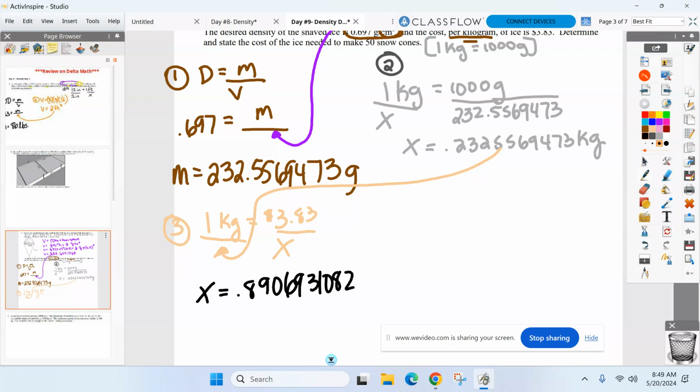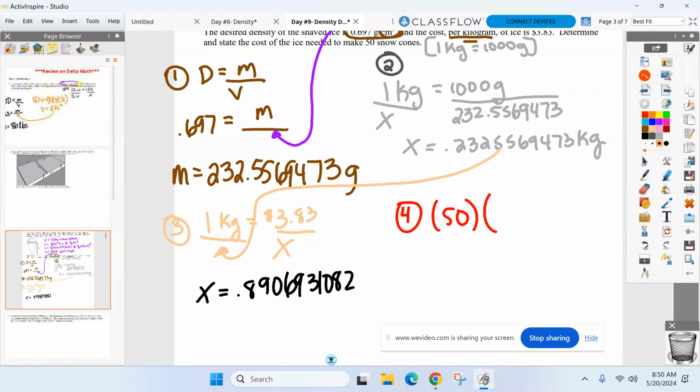There's one piece I haven't even spoken about yet. That's 89 cents for a snow cone, right? They're going to charge me 89 cents for the ice for a snow cone, but what are we looking for? 50 of them. All right, so we do have a fourth step, which is, take 50 snow cones now, and it's about 89 cents a snow cone. Let's multiply those two bad boys together.